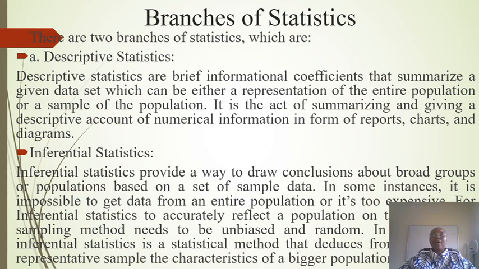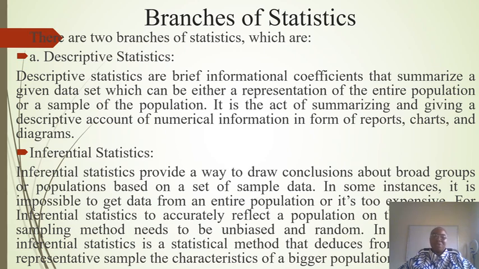Inferential statistics provide a way of drawing conclusions about a broad group or population based on a set of sample data. In some instances, it is impossible to get data from the entire population because at times it is quite expensive. For inferential statistics to accurately reflect a population, we can use a sampling method which needs to be unbiased and random.